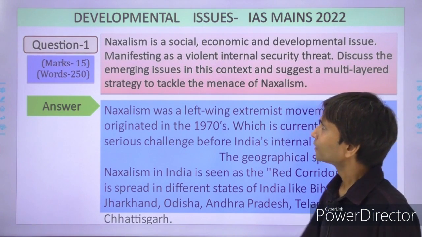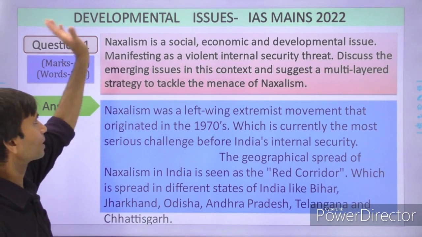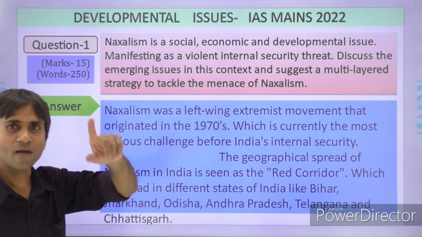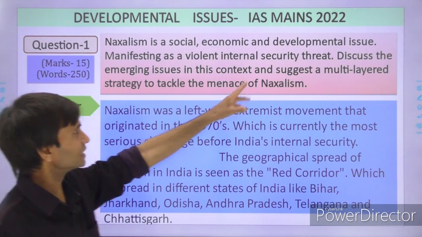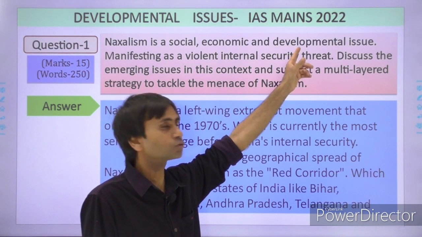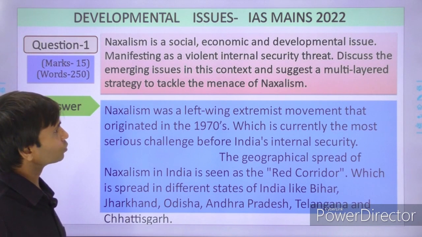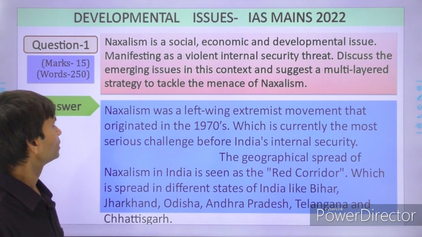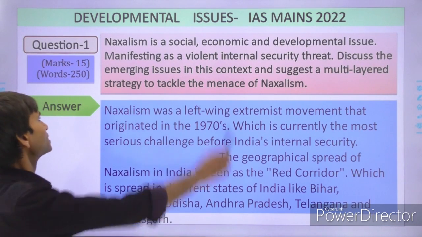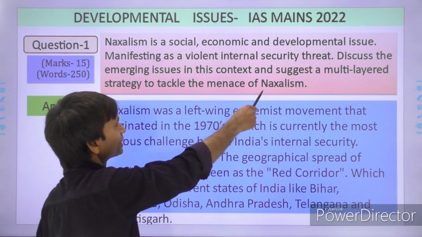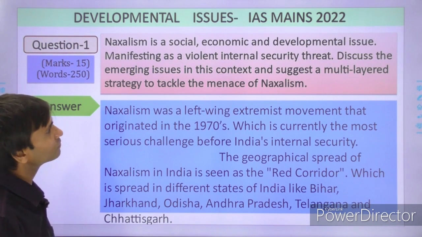Okay, first of all, the question has been taken from the developmental issues. This is a topic of GS paper 3, and the question was asked by UPSC in the IAS mains exam GS paper 3 in 2022. The question is: Naxalism is a social, economic and developmental issue manifesting as a violent internal security threat. Discuss the emerging issues in this context and suggest a multi-layered strategy to tackle the menace of Naxalism.